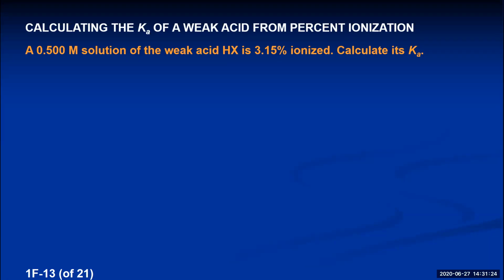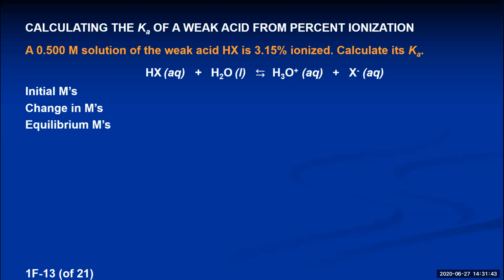To get a Ka, we need to know the equilibrium molarities of all the species in the solution, and all we have is an initial molarity of the acid HX, so we're going to have to do an ICE table for the reaction that corresponds to its Ka. That reaction is the acid HX reacting with water, producing a hydronium ion and the conjugate base anion X minus. The ICE table will have initial molarities of 0.500 for HX, and before it ionizes, it wouldn't have produced any hydroniums, and there wouldn't be any X minuses floating around in the solution.